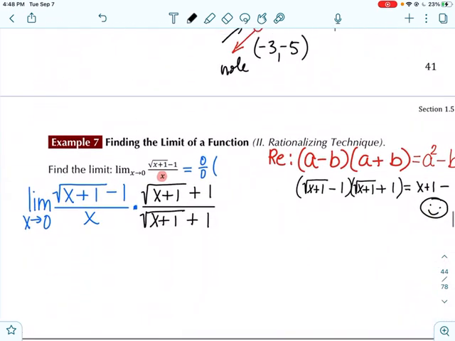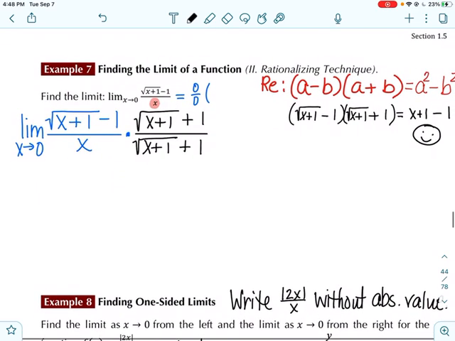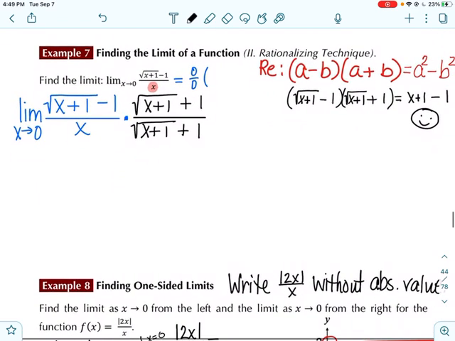Okay, that's example 6, now example 7. This one's a little different. This brings about the second method for finding the limit, and this is called the rationalizing technique. So you recall that when you were in Algebra 2 and pre-calculus, you may have had to rationalize the denominator as if you couldn't have a square root in the denominator, or a cube root or something, a root at all.